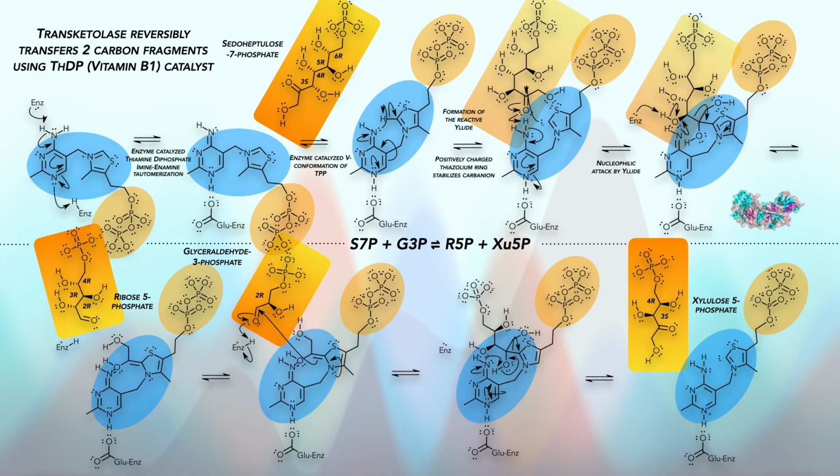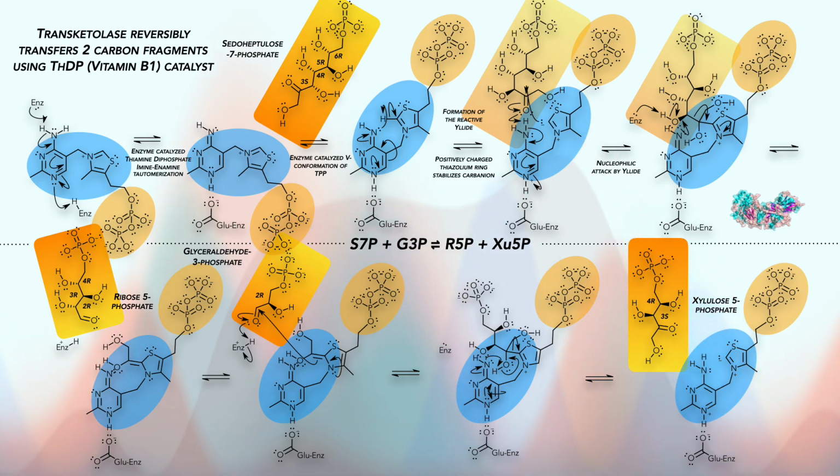The ylide attacks the donor ketose, sedoheptulose 7-phosphate. Cleavage releases ribose 5-phosphate and leaves a 2-carbon fragment attached to THDP. That fragment attacks glyceraldehyde 3-phosphate and produces xylulose 5-phosphate. The products are therefore 2 different 5-carbon sugars. The chemistry has redistributed 10 carbons into 2 pentoses without oxidation or reduction.